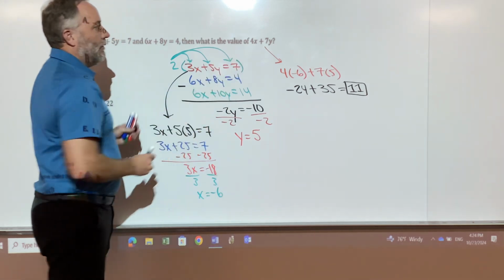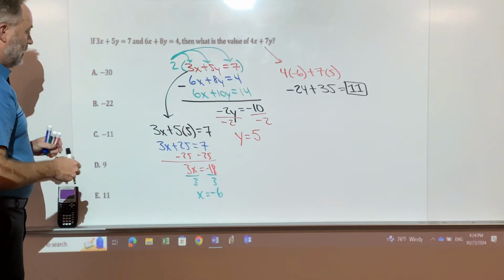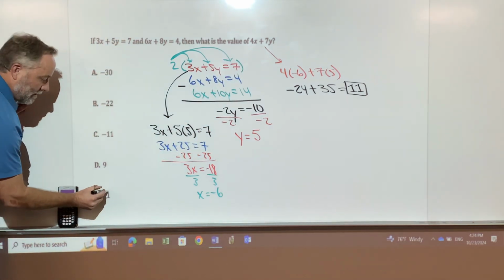So the value of 4x plus 7y is 11, and we find that in answer E.